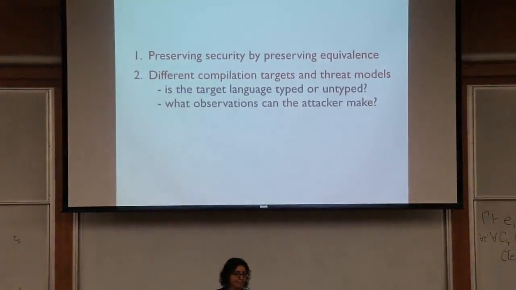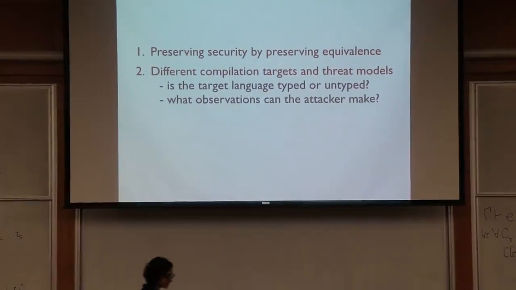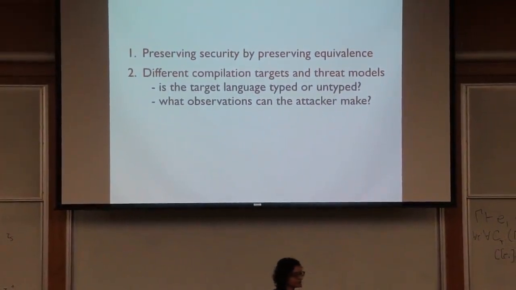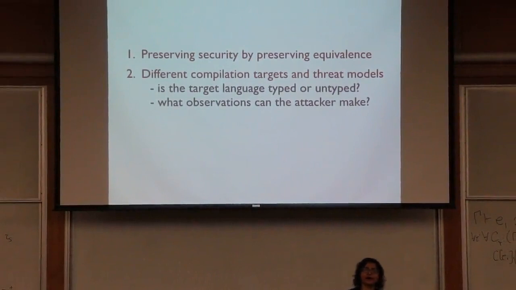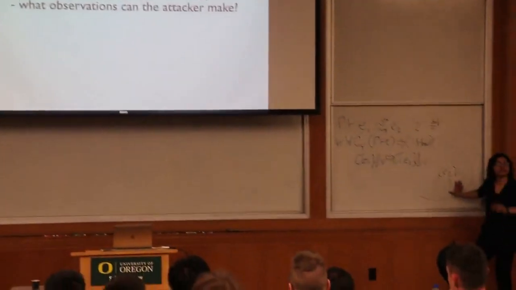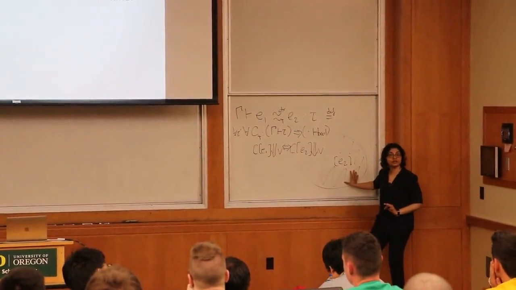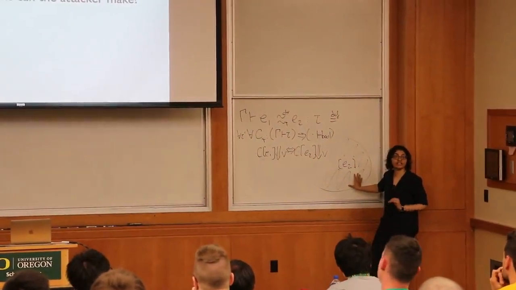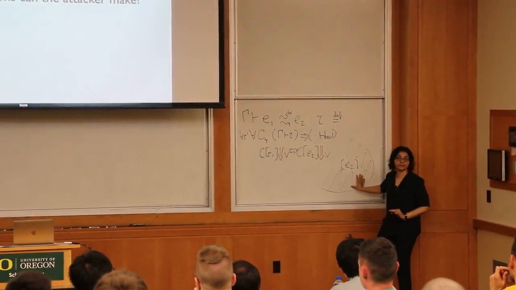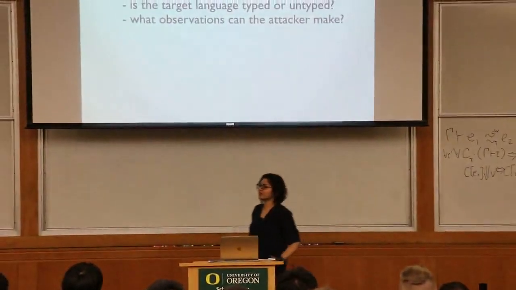All right, so I want to talk briefly about different compilation targets and threat models. How much you need to protect your compiled component depends on what language you are compiling to. An assumption I'm using here is that whatever context I link with is my attacker, but that context has to abide by the rules of the target language. If the target language is typed, that context probably has to be far more well behaved than if the target language is untyped. So how much you need to protect yourself depends on what your target language is, what abstractions it already has.